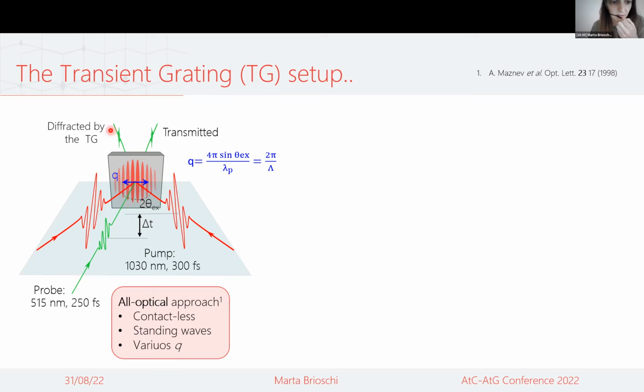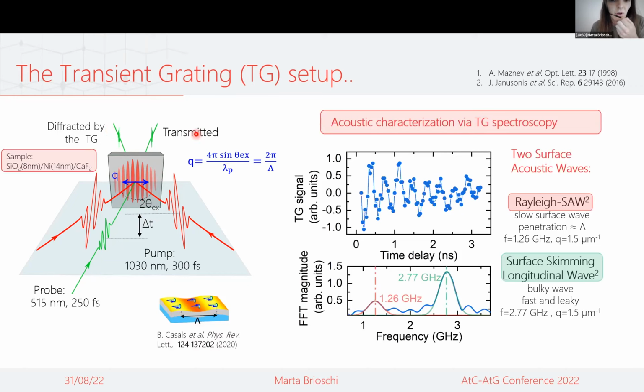So the transient grating acoustic dynamics can then be probed by a third laser beam that gets diffracted by the transient grating, because the transient grating also induces a periodic modulation of the optical constants of your sample. So if you look at the intensity of the diffracted beam as a function of the time delay between pump and probe, you can have an idea of the active acoustic modes in your material.